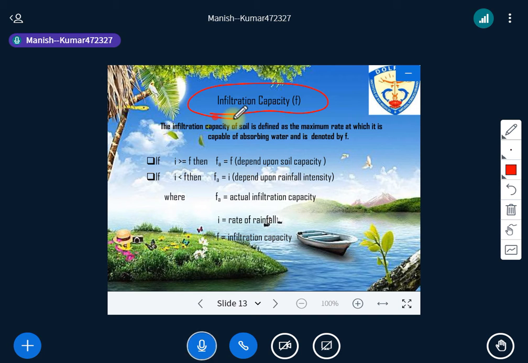It means the maximum rate at which the soil is capable of absorbing water, right? And it is denoted by the small letter f. Fine. And you have nothing to worry about when you download this slide. The things will be clear.